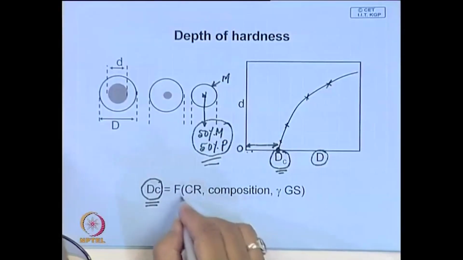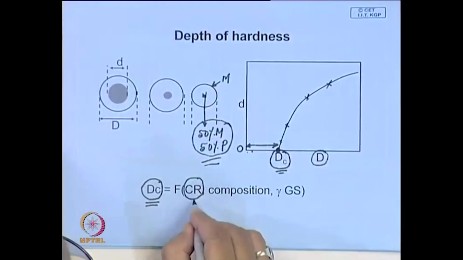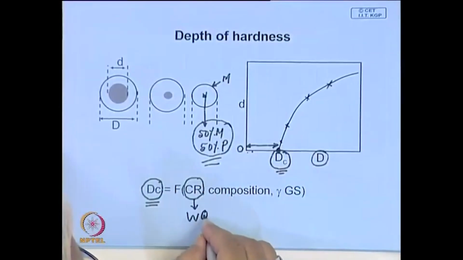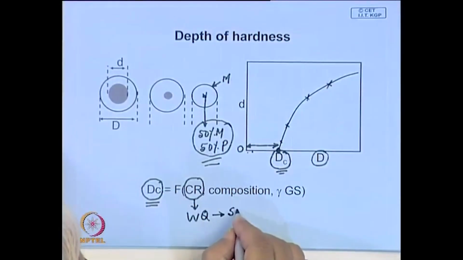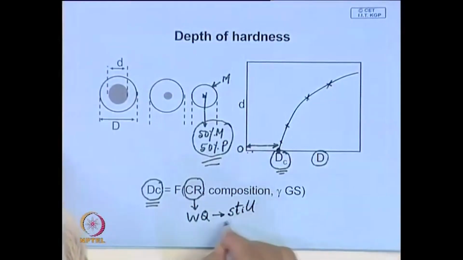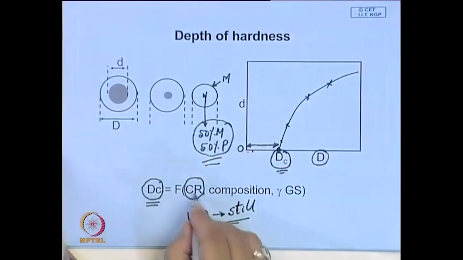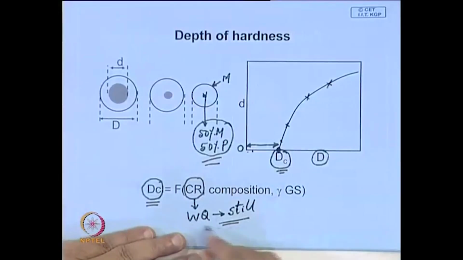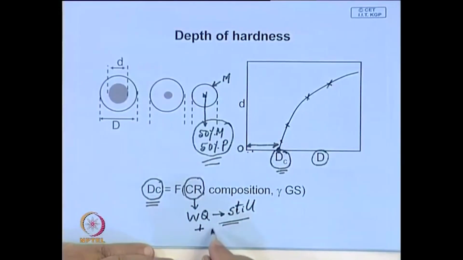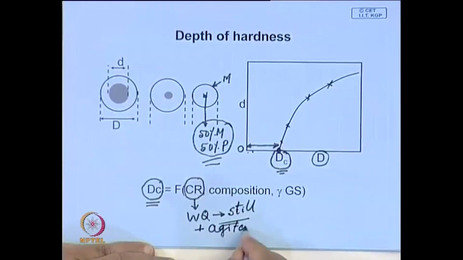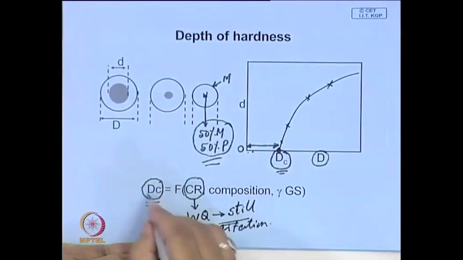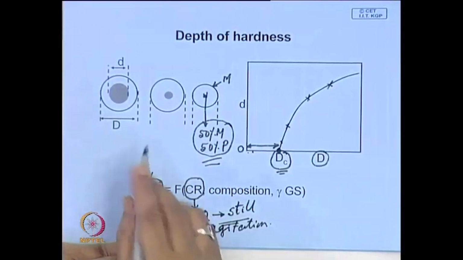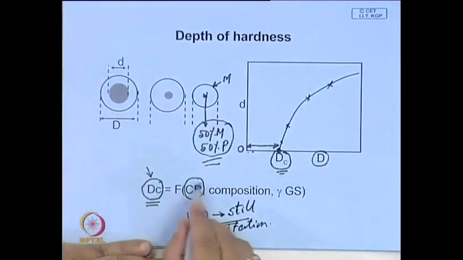Obviously, one factor is the quenching medium that you are using, that is, the cooling rate. If you are quenching in water, with no agitation, you will have one value. When you quench in water plus vigorous agitation, you will find that this critical diameter will be higher.